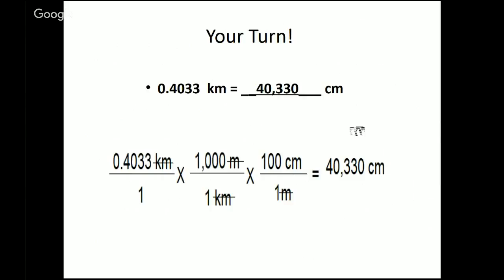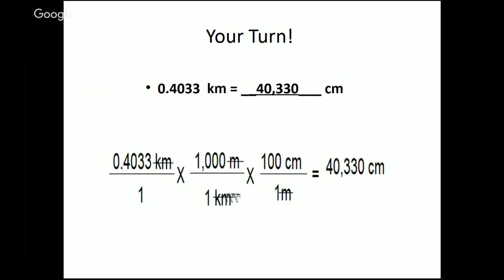All right, there's several different ways to do this problem. Here is how I set it up. I've got 0.4033 kilometers, and I want to know how many centimeters that is. It's going to be a lot of centimeters. So using dimensional analysis, what I did was I put my known quantity, this 0.4033 kilometers, over 1. In my second fraction, I knew I wanted to have kilometers in the denominator. So I start with that.